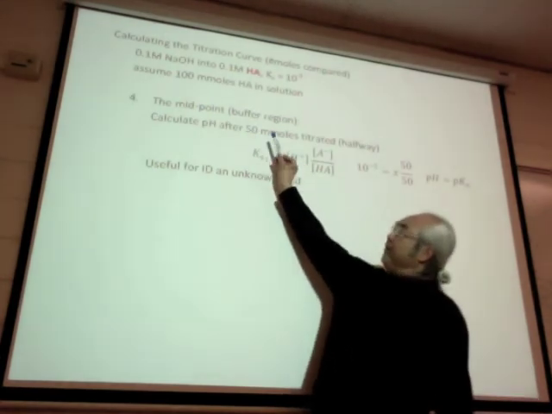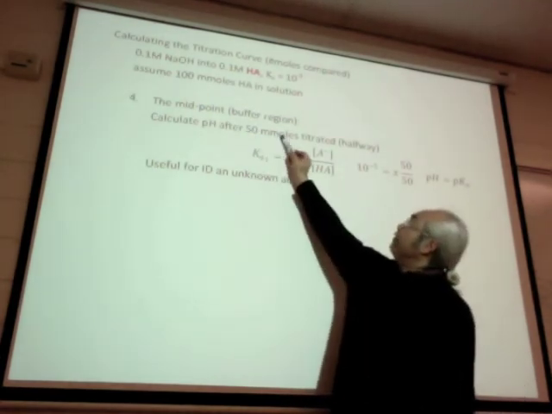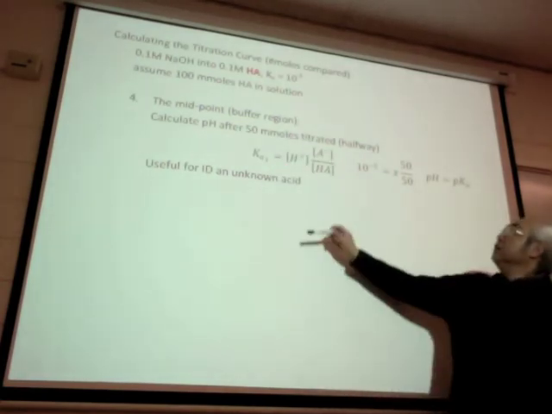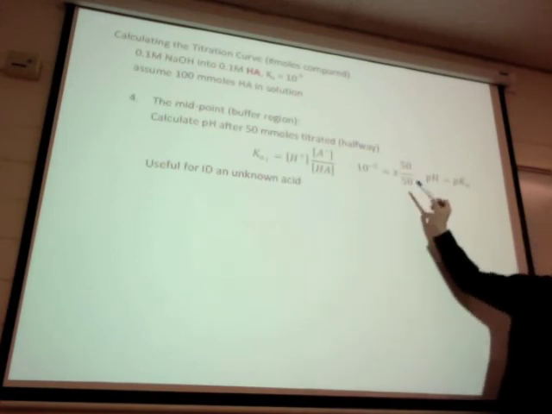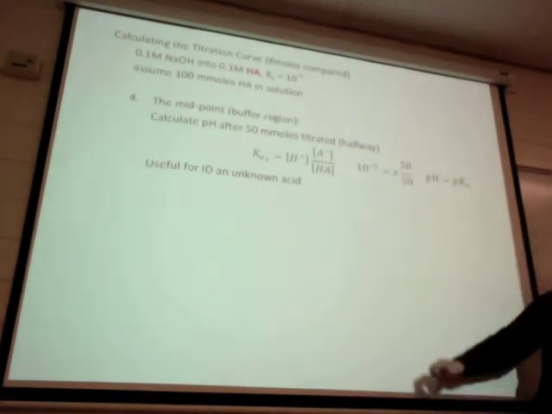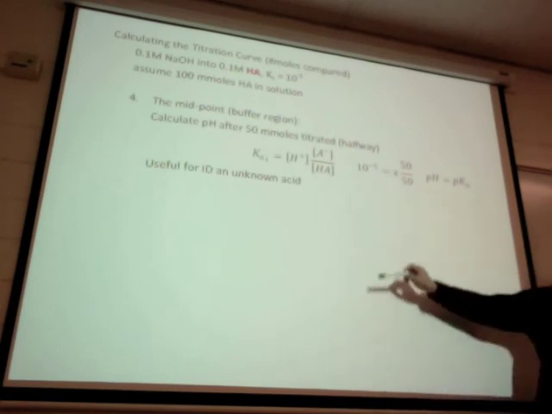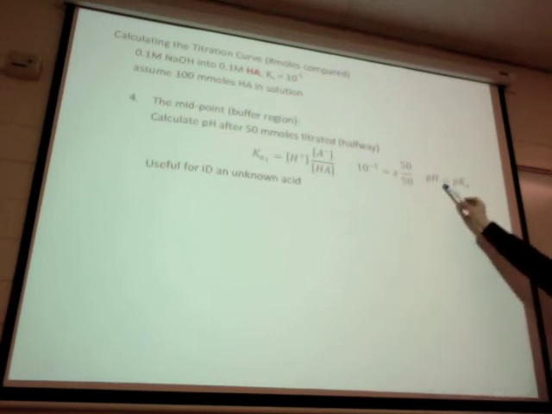Now, once you add 50 millimoles, it's right in the middle of the buffer region. So this region is particularly cool. So these 2 will be equal. So these 2 are equal. So the X is equal to 10 to the minus 5. So what it amounts to is that the pH in this region is equal to pKa.